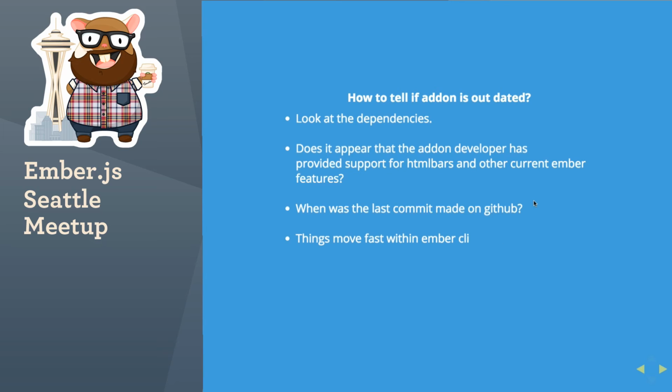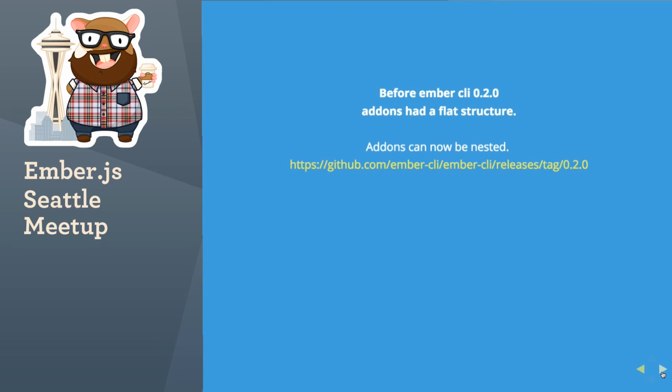Does it appear to support HTMLBars? That's a hint that it's probably up to date and doing something quick. Ember-Cli is moving very quickly, so just be aware of that. Things can bit rot pretty easily. Before Ember-Cli 0.2.0, add-ons had a very flat structure. Now you can do nested add-ons. There's some discussion in the release notes. You can have an add-on within an add-on within an add-on.